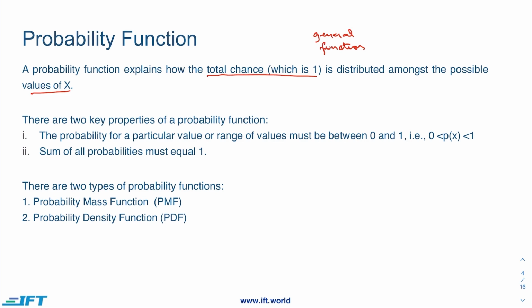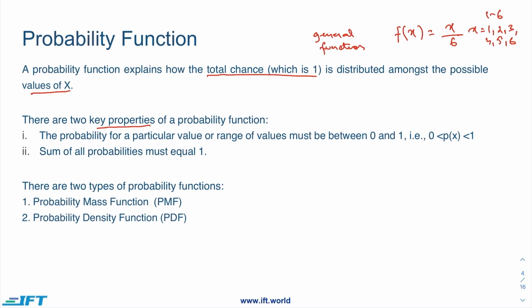Earlier we took an example of f(x) = x/6. It was a function for rolling a dice. Here x would be 1, 2, 3, 4, 5, 6. So all the possible values of x would range from 1 to 6. Basically, using this probability function, we can talk about the chances or the probability of how the function is distributed. Now there are two key properties of a probability function.